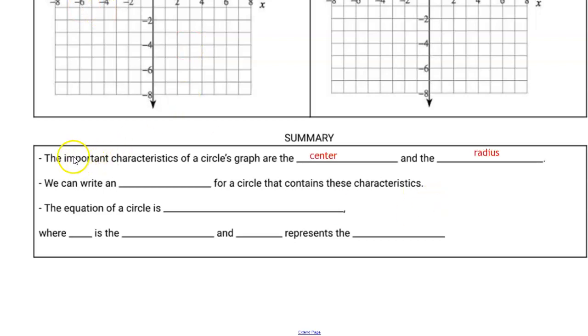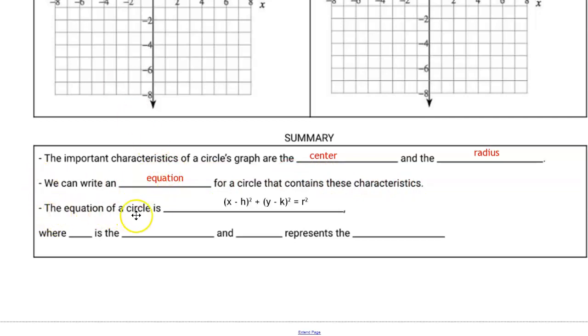All right, for the first sentence, the important characteristics of a circle's graph are the center and the radius. If you know the center and you know the radius of a circle, you can draw it. End of story. For that next sentence, it says we can write an equation for a circle that contains these characteristics. Remember, the equation is going to have all of the important information within it.